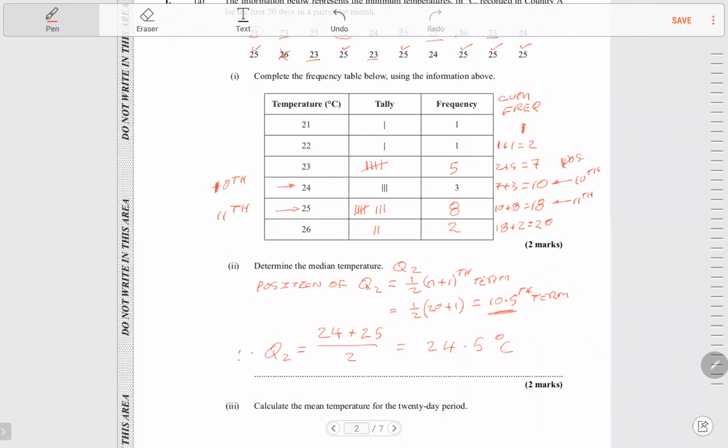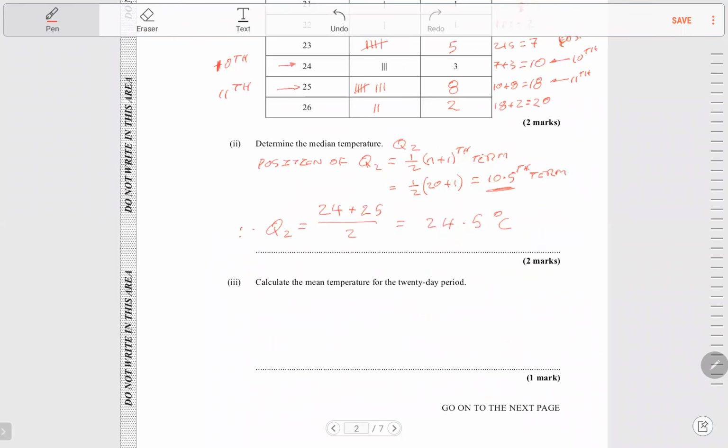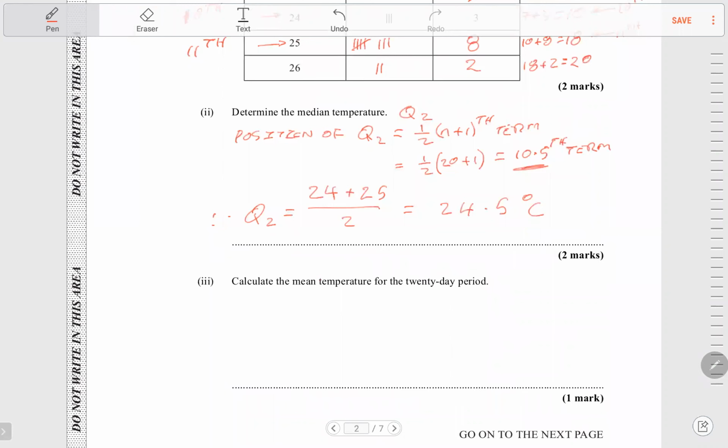So moving up to the next part now. The next part says we have to calculate the mean. So to calculate the mean, if you like, you can just add up all.